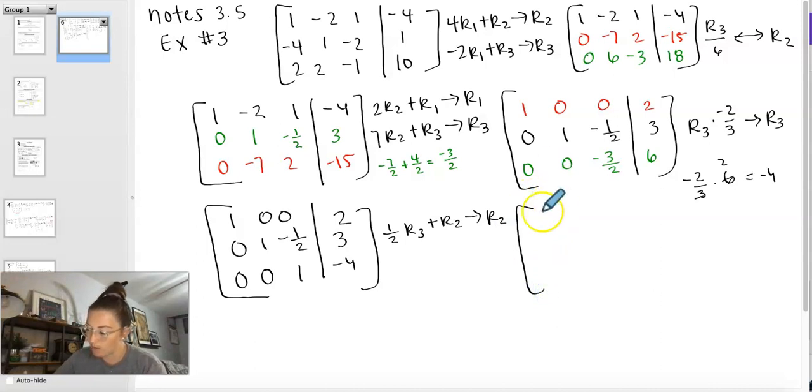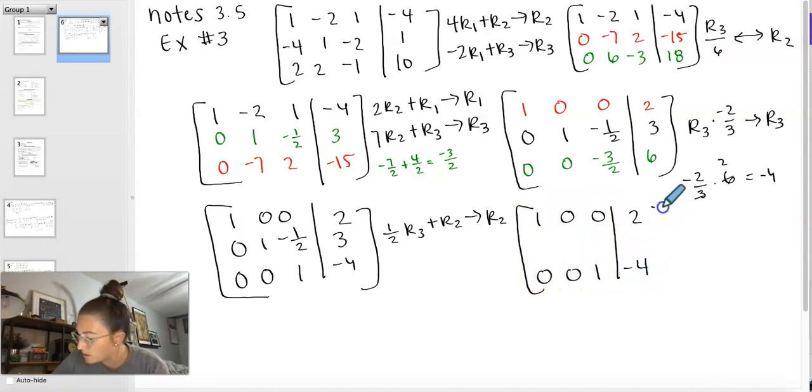All right, so row 1 is staying the same. Row 3 is staying the same. Row 3 is solved, if you guys noticed. And this guy right here is the only one that's going to change. So I'm going to get a half times 0 plus 0 is still 0. A half times 0 plus 1 is still a 1. A half times 1 is a half. A half and negative half gives me a 0. A half times negative 4, or negative 4 divided by 2, is negative 2. Negative 2 plus 3 is 1.